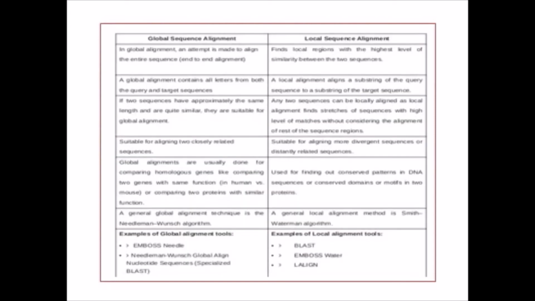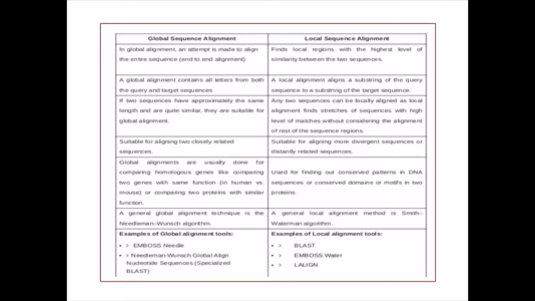The difference between global and local sequence alignments: in global alignment, an attempt is made to align the entire sequence, that is end-to-end alignment. In local alignment, we find local regions with the highest level of similarity between the two sequences. A global alignment contains all letters from both the query and target sequences, whereas a local alignment aligns a substring of the query sequence with a substring of the target sequence.